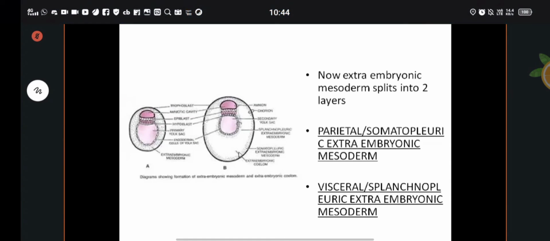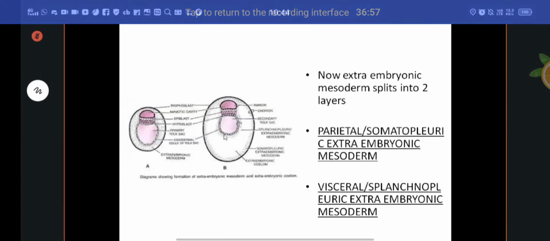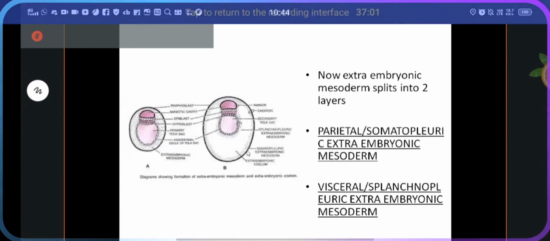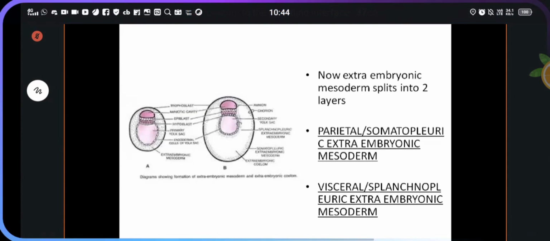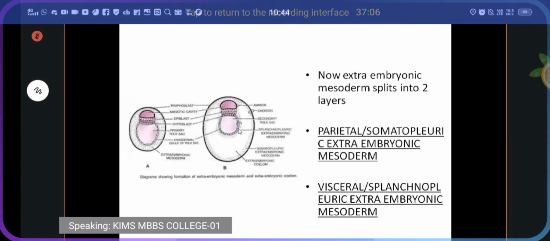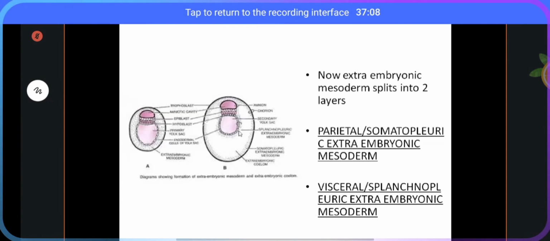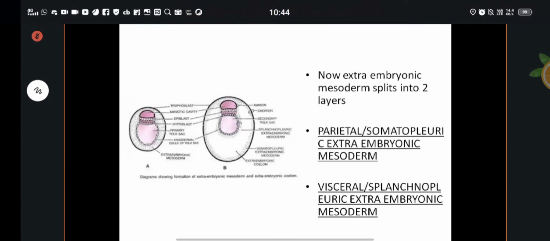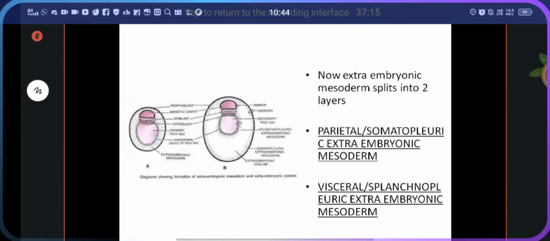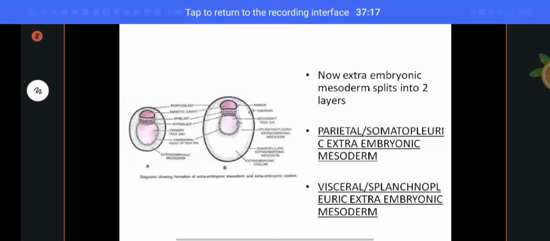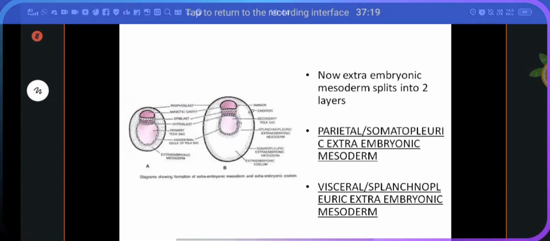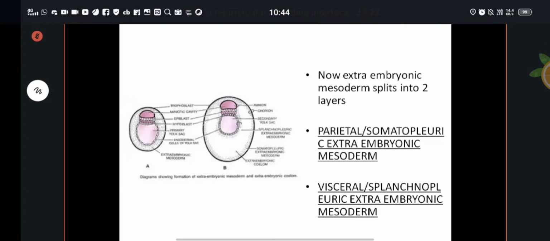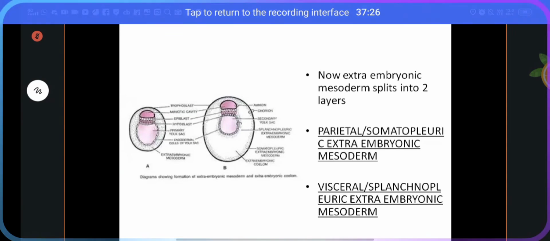At this stage, it is divided into two layers. The outer layer is called parietal or somatopleuric extra embryonic mesoderm, whereas the inner layer is called visceral or splanchnopleuric extra embryonic mesoderm. So at this stage, we are seeing two layers.